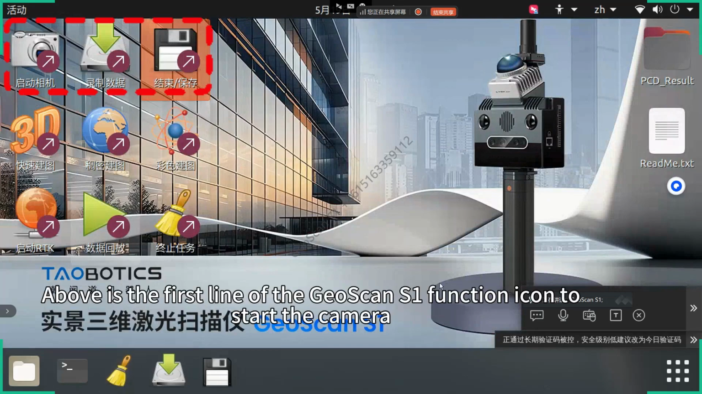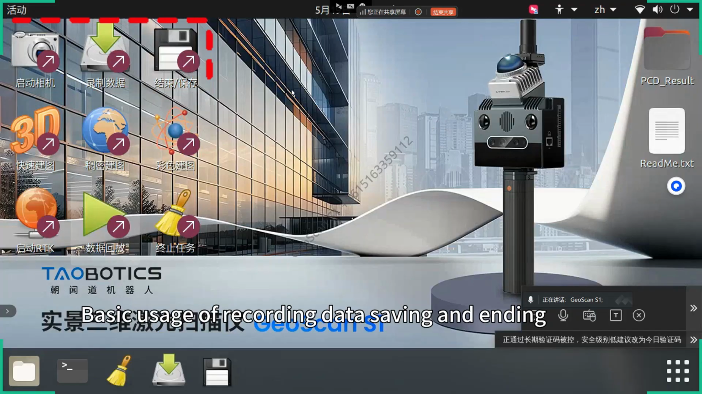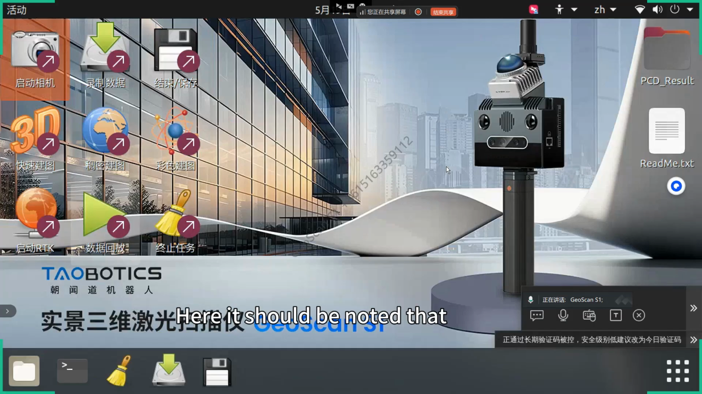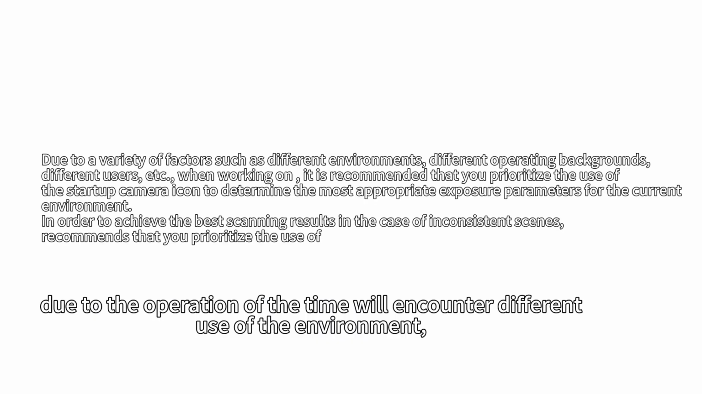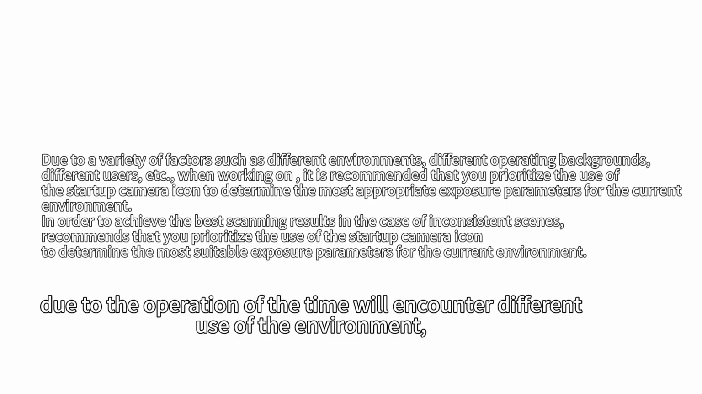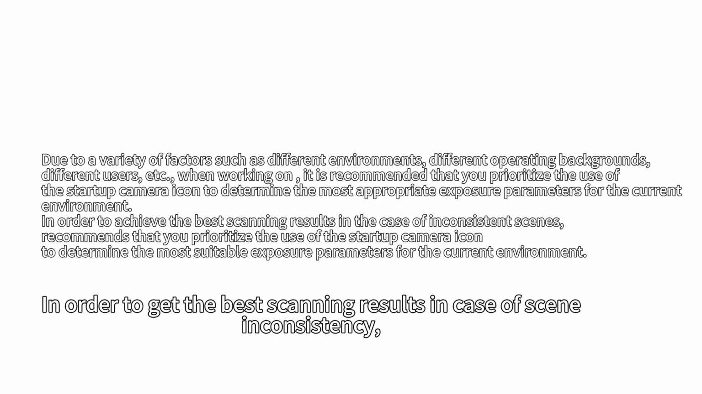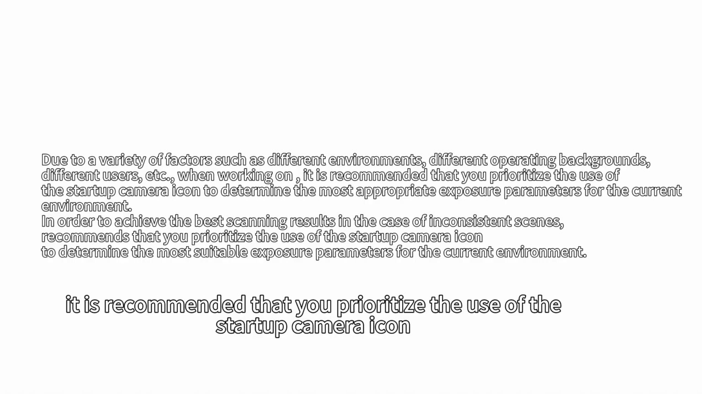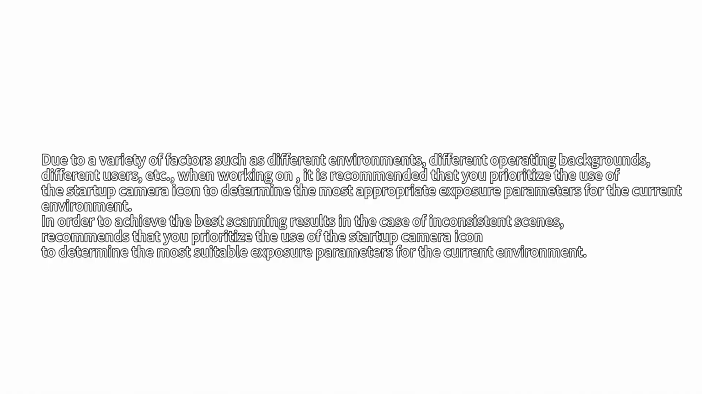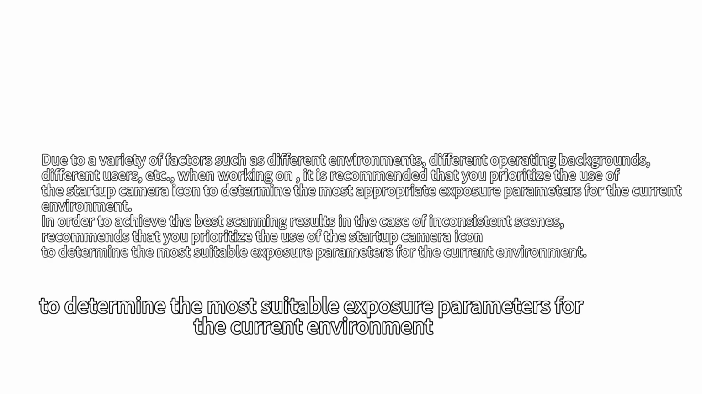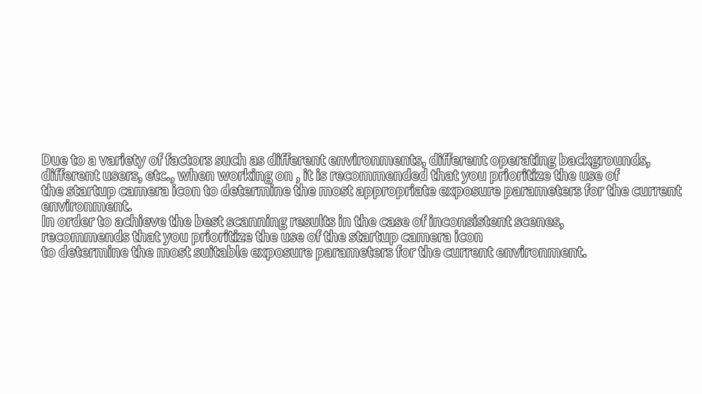Above is the first line of the GeoSkin S1 function icons: start camera, and the basic usage of recording data, saving and ending. It should be noted that, due to the time of operation, we'll encounter different usage environments, different operating backgrounds, different users, and other factors. In order to get the best scanning results in case of scene inconsistency, it is recommended that you prioritize the use of the Start Camera icon to determine the most suitable exposure parameters for the current environment.